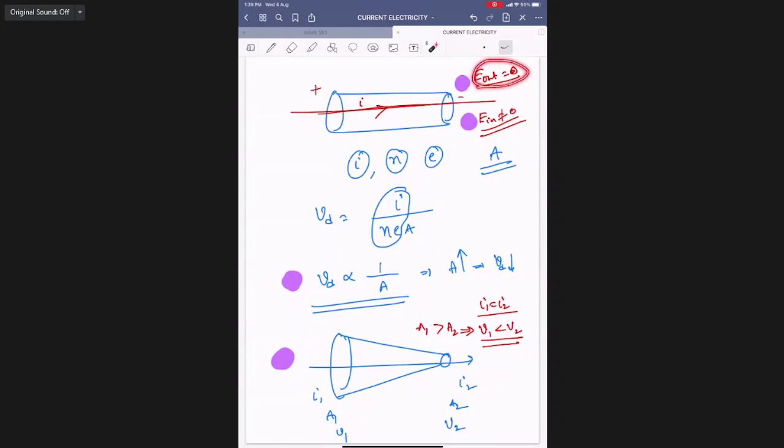Then outside of the conductor, the electric field is zero. Why? Because it is electrically neutral. We are not bringing any excess amount of charge. Whatever the charge is there, we are making the charge move inside the conductor. Got it?